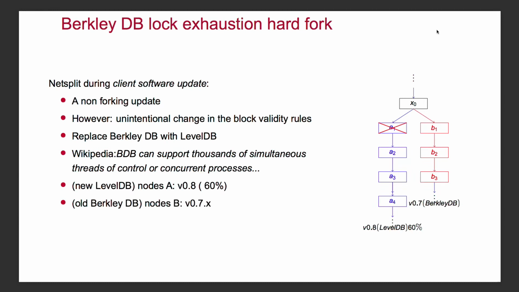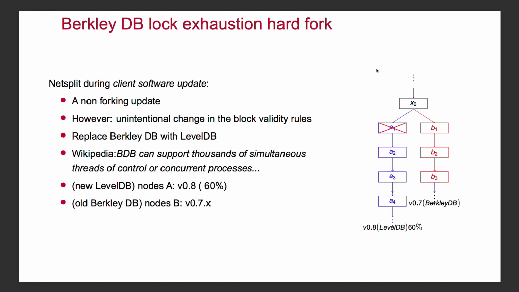What was the change? Well, the only goal was to replace the Berkeley database with the level database. Berkeley database was a database that was used early on by Satoshi, and it supports thousands of simultaneous threads, so it's good in multi-threaded access to the database and stuff like that. But it had some problems, so the community decided to swap out this database and to move on to LevelDB.